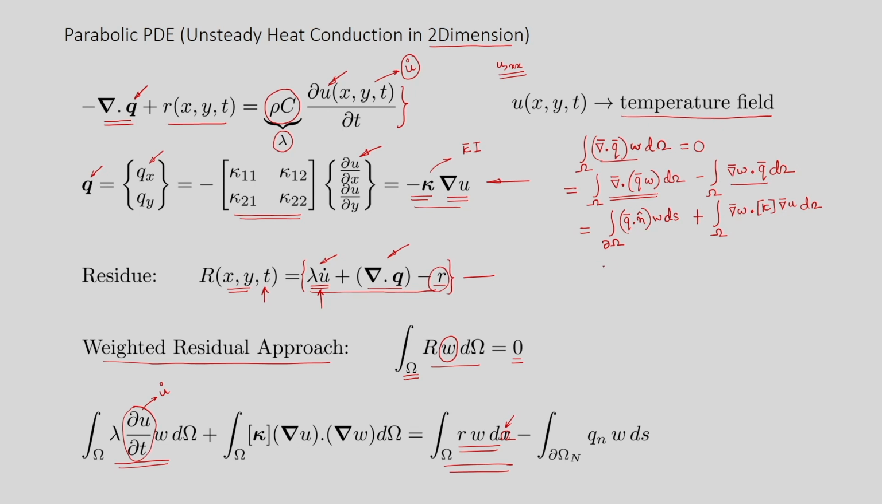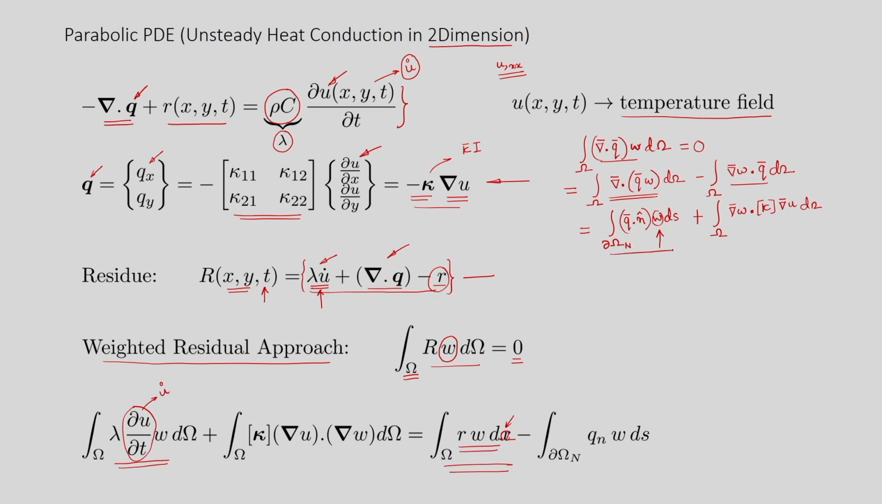Now, next what we will do? We said that w is an arbitrary function, except that wherever u is defined, w has to vanish, or w has to be 0. So, in the Dirichlet boundary, w has to be 0. So, this integral will be only over the Neumann boundary, because in the Dirichlet boundary the integrand becomes 0.